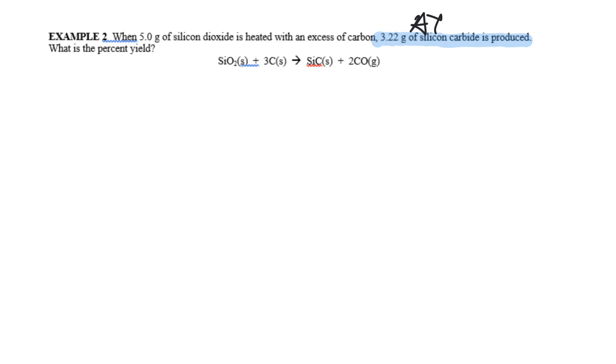It also says that it's reacting with excess carbon. So let's remember what excess carbon means. Excess just means I have plenty of carbon to react with all of the silicon dioxide. So for the purposes of the math, we don't need it. We can cross it off. So the only thing I have left, 5 grams of silicon dioxide, that's our starting point.